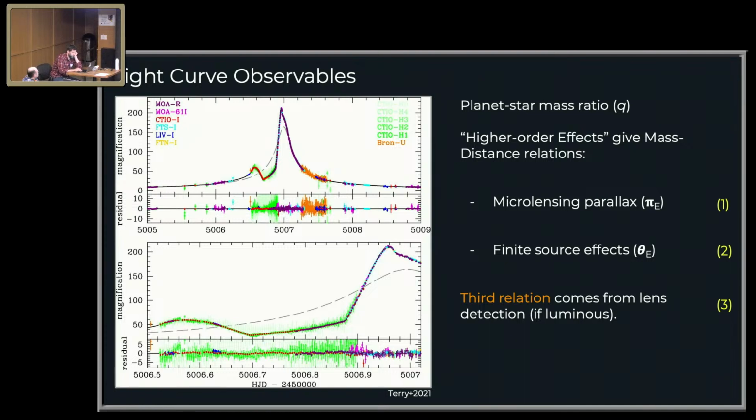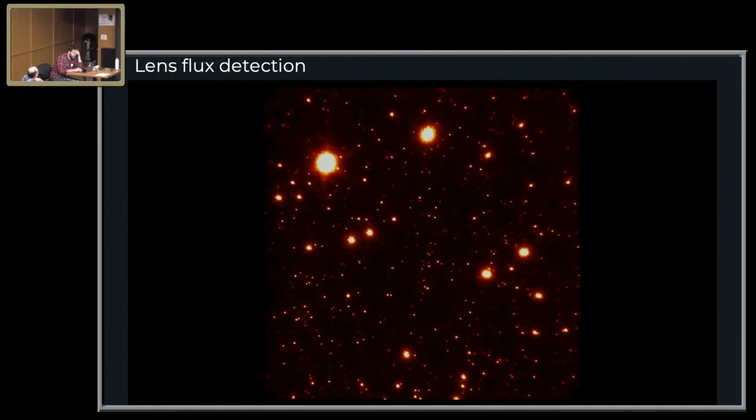There are these things called higher order effects that can be measured in the light curve for microlensing events. Some of them are microlensing parallax, pi_E, and finite source effects, which give this theta_E parameter, the angular Einstein ring radius for the lens system. And there's actually a third relation that comes from directly measuring flux coming from the lens star itself, if it is a star, if it's luminous. I'll note that to get a true mass of the host and the planet, and not just a q mass ratio, you need some combination of two of these three.